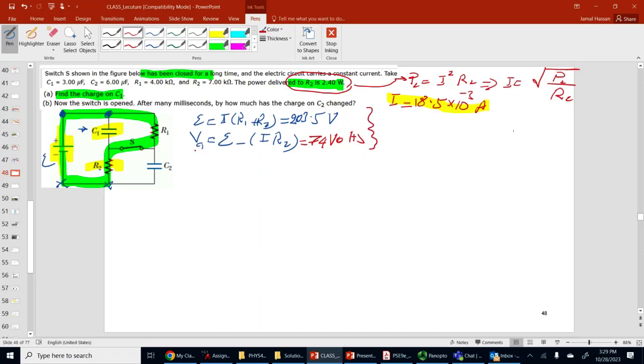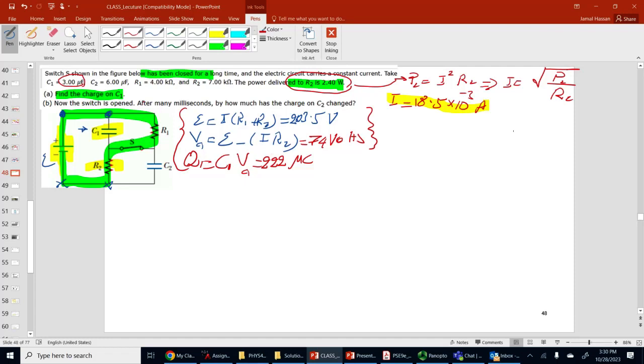Okay. Let's find Q. So Q1 is equal to C1 multiplied by V across C1. So C1 is 3 micro, and here we have 74. So it is equal to 222 microcoulomb. Okay, this is done.